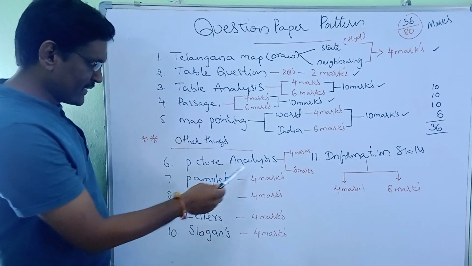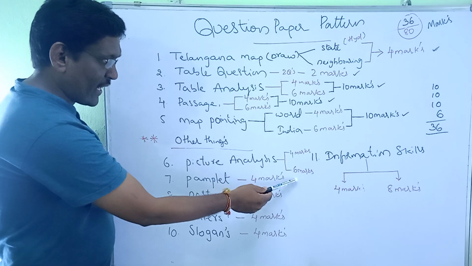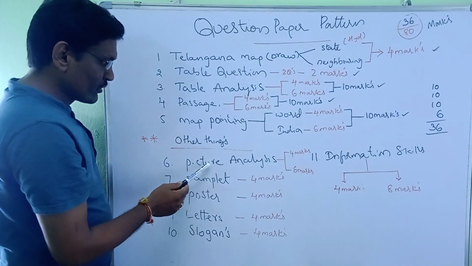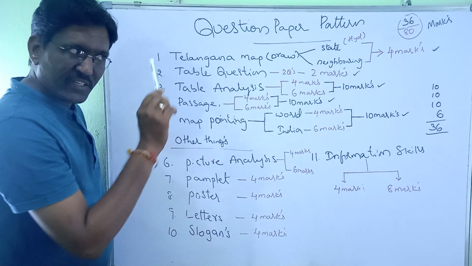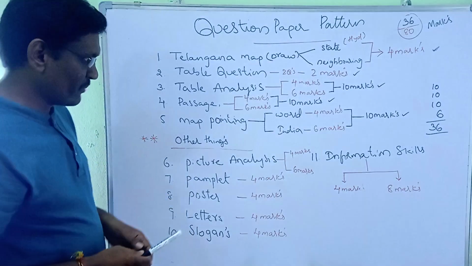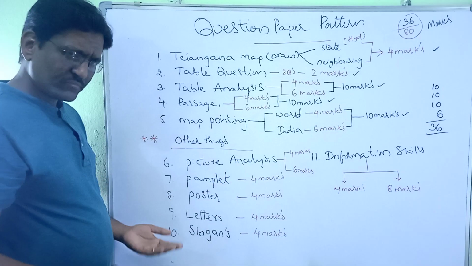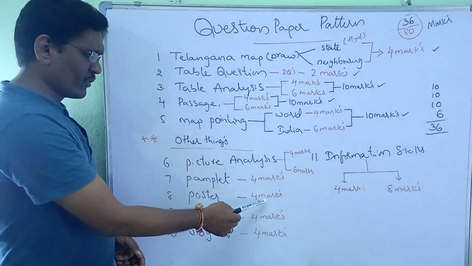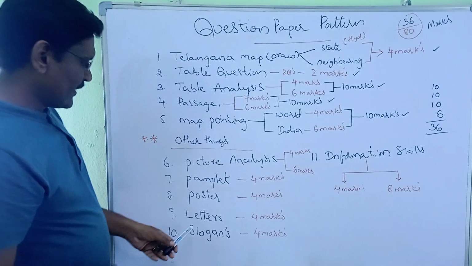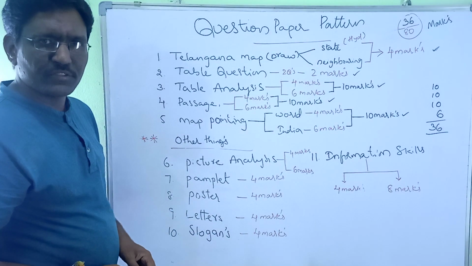Now, picture analysis, when you see, this was given for 4 marks, and this is for 6 marks. Sometimes whatever pictures there are, they will give you a picture and ask you to comment on it. How to write that also I'm going to make a video on. And also pamphlet, obviously 4 marks. Definitely poster will be 4 marks. Letter writing means, in our social studies, obviously which type of letters?